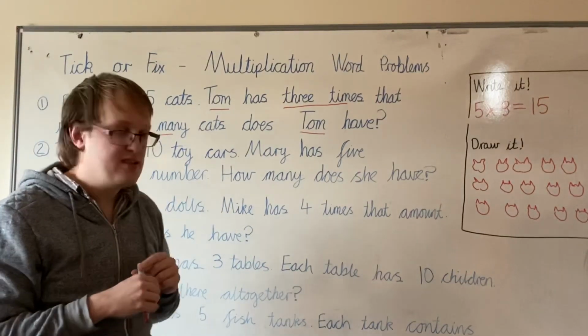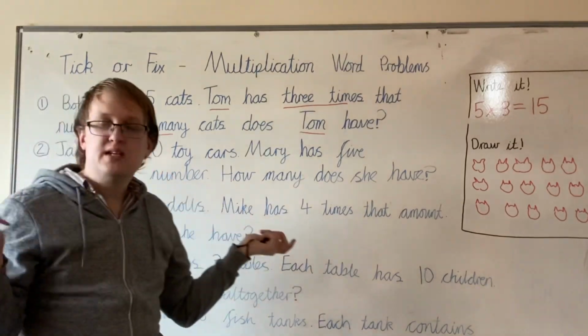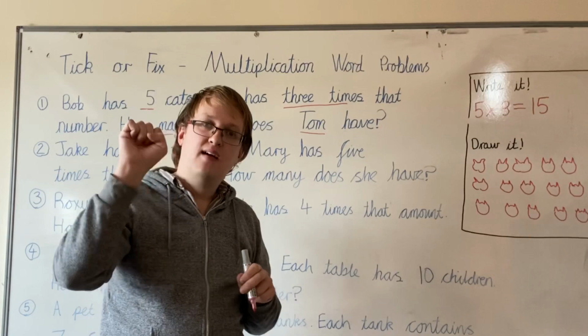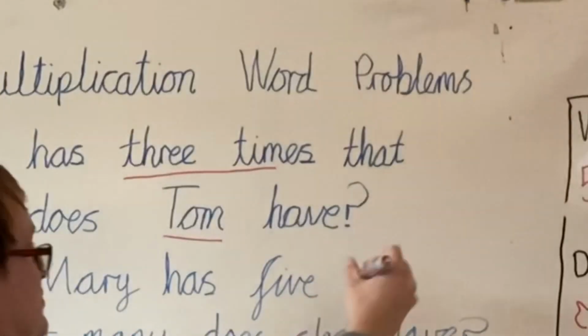My final step is to check the answer. Bob has 5 cats. Tom has 3 times that number. How many cats does Tom have altogether? 5, 10, 15. 15 is the answer.